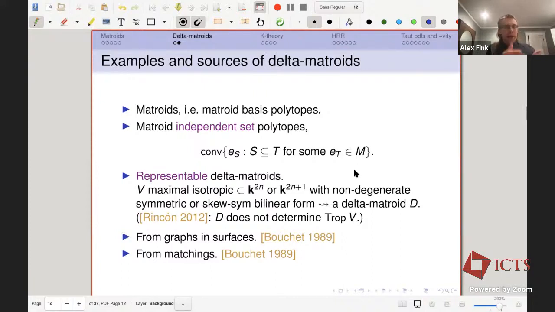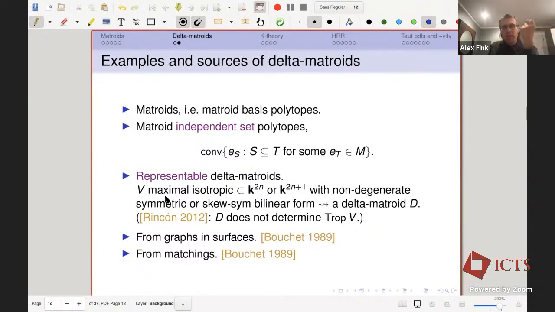You have an analog of the representable examples I gave for matroids. In this case, the type BC, the geometry is that you should have a 2n or 2n plus 1 dimensional vector space with a nice quadratic form on it, maybe a symmetric bilinear form or a skew symmetric bilinear form, depending on whether you are in Lie type B or C or D.